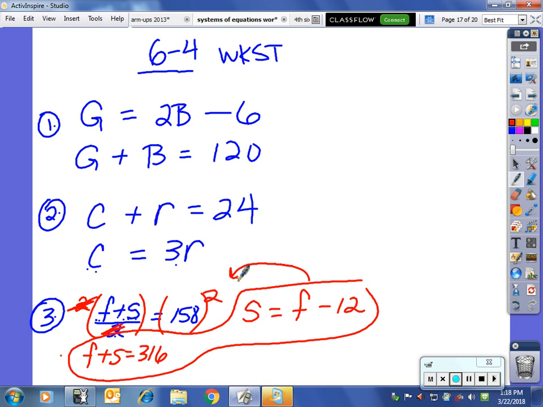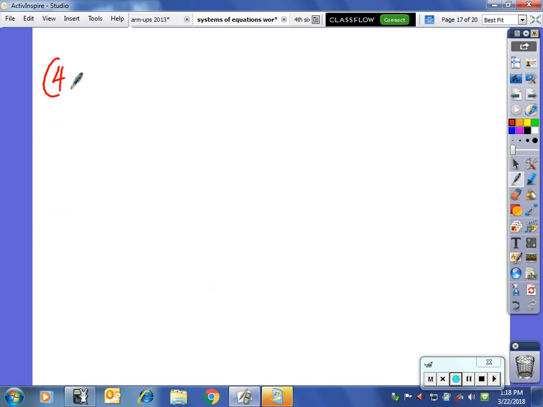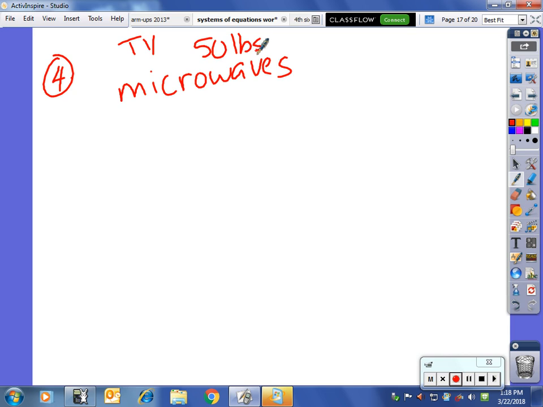Now, number 4, here's the one I had a lot of kids struggling with. Here's what's happening on number 4. You've got microwaves and TVs, right? There's a bunch of microwaves, a bunch of TVs, they're being loaded into a truck. Let's talk about a TV. What do you know about a TV from the problem? It weighs 50 pounds, and what else? And the box takes up 4 cubic feet of space.